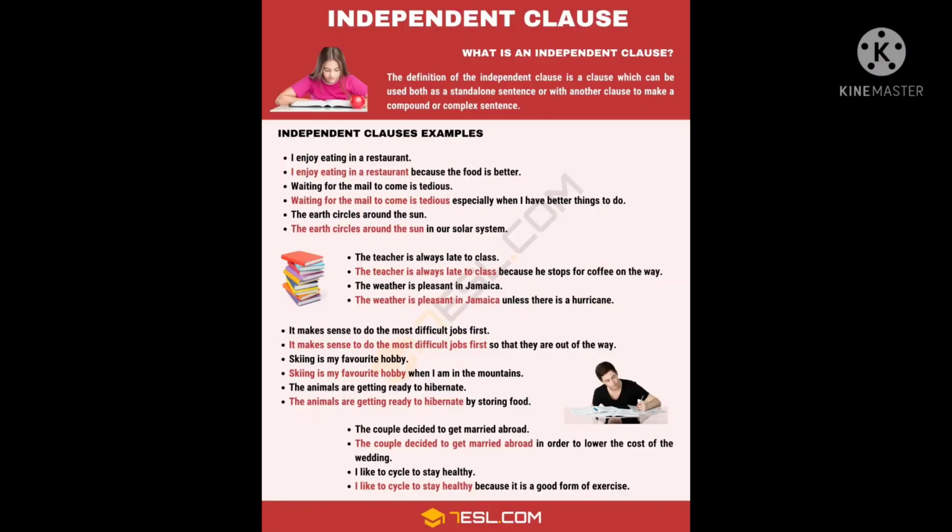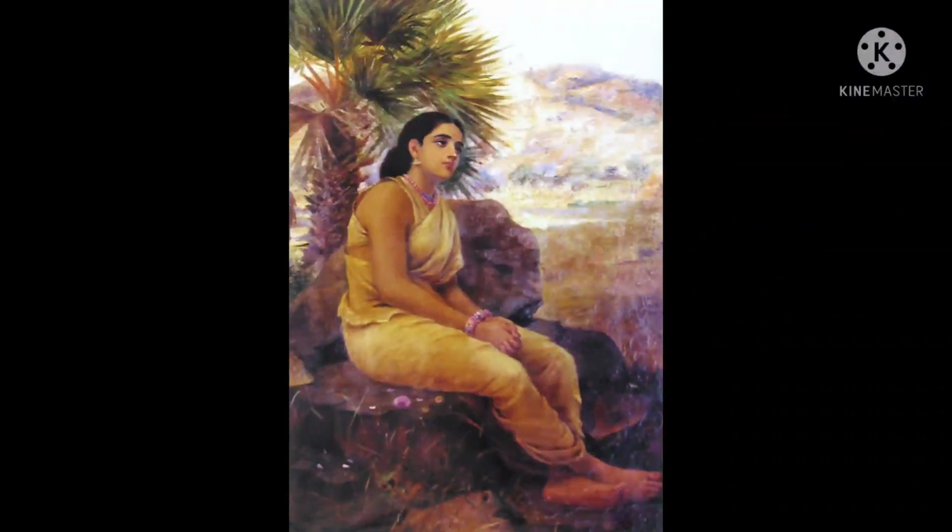Now let us look at the types of clauses. As we have already learned the definition of a clause, let us now understand the types of clauses. Majorly, there are two types of clauses: independent clause and dependent clause. The independent clause is a complete sentence and a dependent clause is not. Let's learn about the two clauses in detail now. First one, the independent clause. The independent clause is also called the main clause.